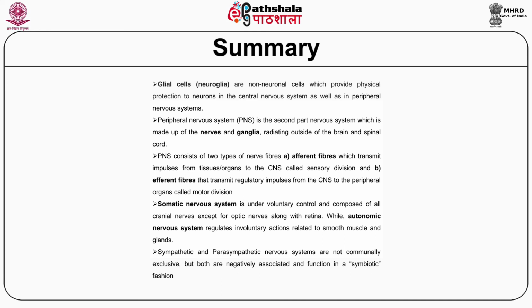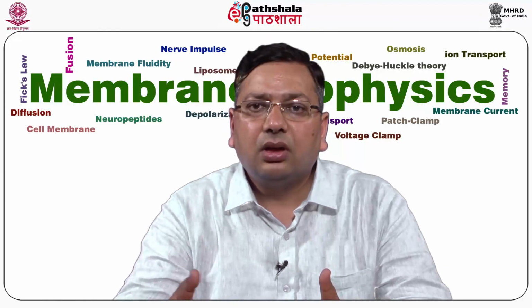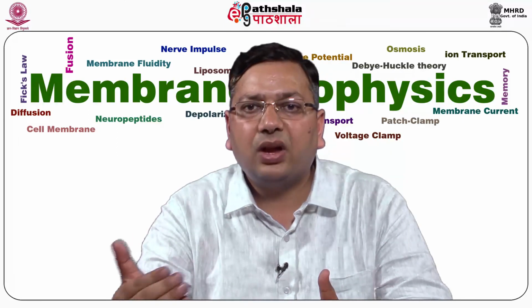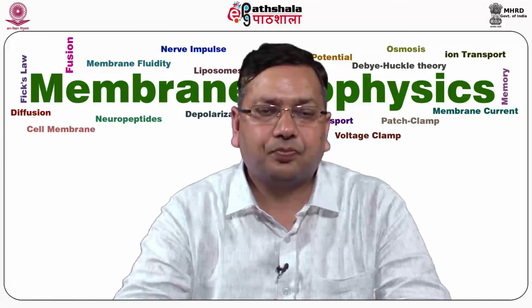The peripheral nervous system is the second part of the nervous system, made up of nerves and ganglia radiating outside of the brain and spinal cord. The peripheral nervous system has two types of nerve fibers. Number one, afferent fibers, which transmit impulses from tissues or organs to the central nervous system, called the sensory division. Number two, efferent fibers, which transmit regulatory impulses from the central nervous system to peripheral organs, called the motor division.